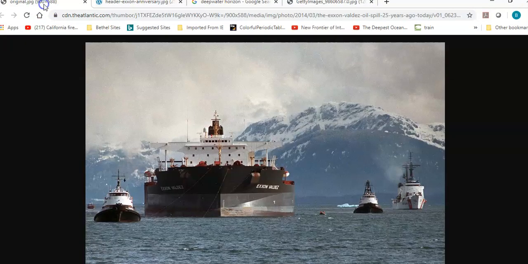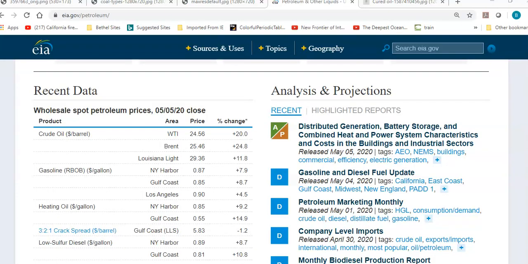No, that's the Exxon Valdez. Okay. I'll pause for just a second. Sorry about that, folks. Just so many pages open, I am stumbling a bit with those.